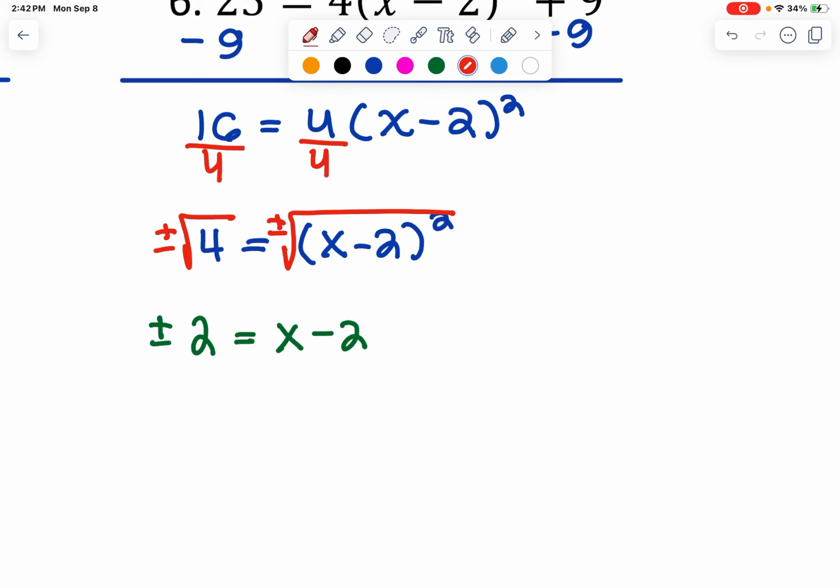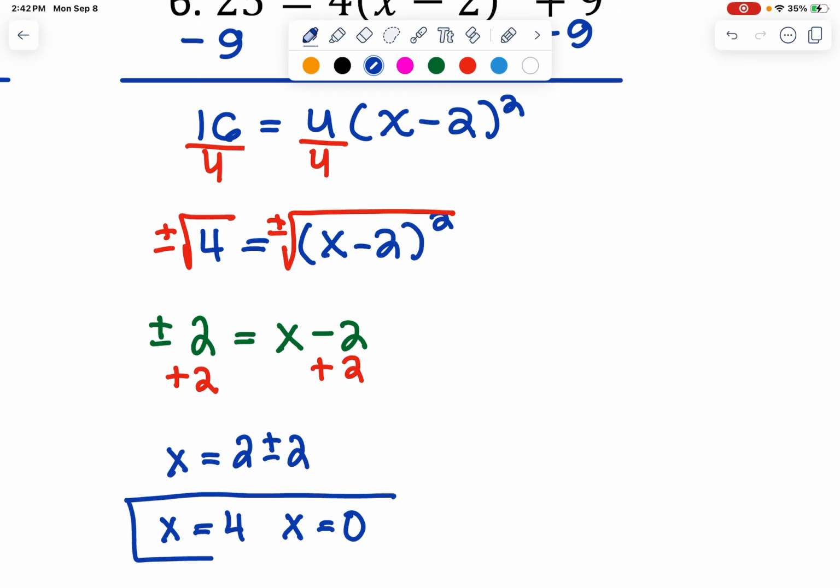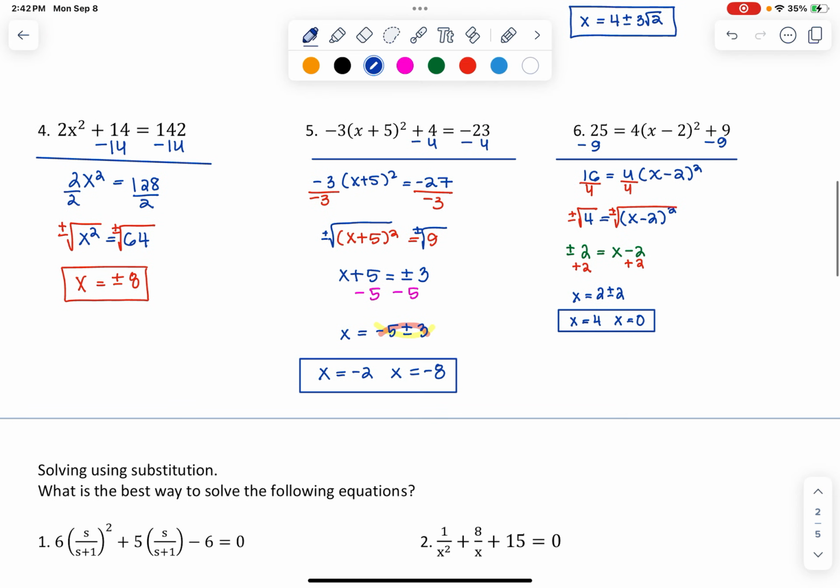And then lastly, I'm going to add 2 to both sides and simplify. So I have x equals 2 plus 2 and 2 minus 2. You can write it out like this first so that you can make sure you see and hear both answers. And then you have x equals 2 plus 2, 4. x equals 2 minus 2, 0. All right, there are your solutions. Okay, so that's solving by square rooting.